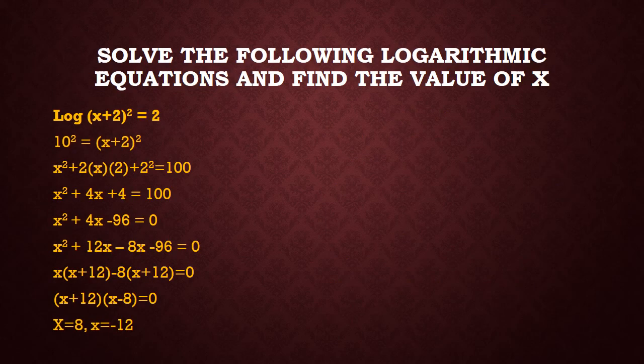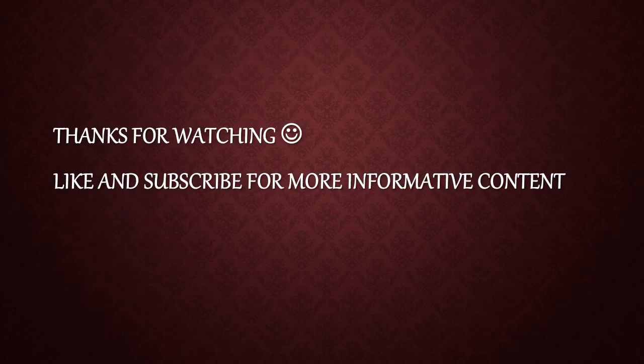Let's solve this equation. Log of x plus 2 whole square is equal to 2. So you know that log has a base of 10, so we simplify it further. We write it as 10 square is equal to x plus 2 whole square. You solve this equation and you get x square plus 2x multiplied by 2 plus 2 square is equal to 100, and this becomes a quadratic equation that you have to solve further to get the answer. So you get x square plus 4x minus 96, and x is equal to 8 and x is equal to minus 12.